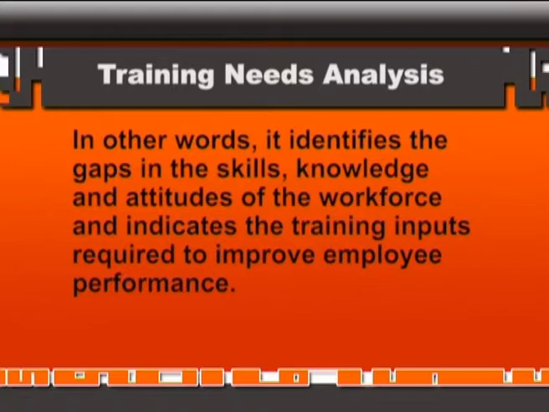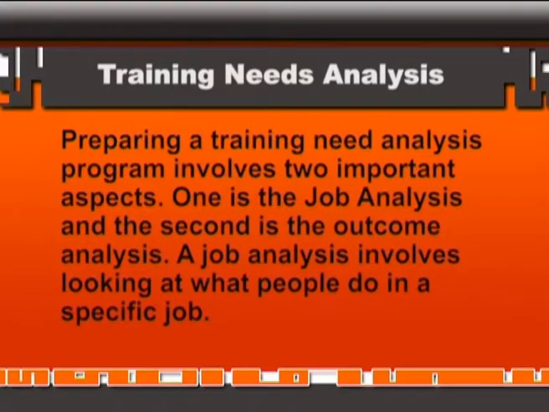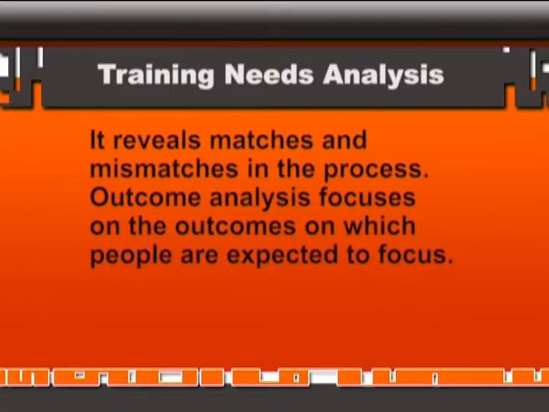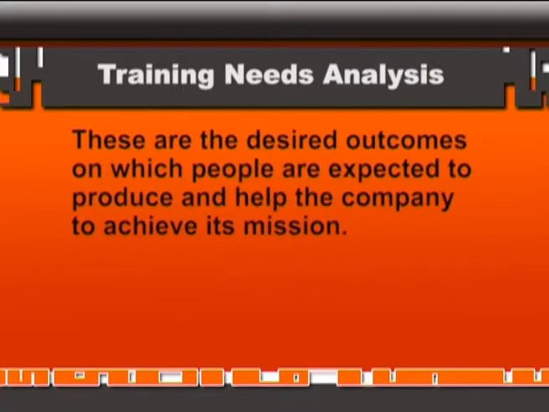to improve employee performance. Preparing a training needs analysis program involves two important aspects. One is the job analysis and the second is the outcome analysis. A job analysis involves looking at what people do in a specific job. It reveals matches and mismatches in the process. Outcome analysis focuses on the outcomes on which the people are expected to focus. These are the desired outcomes which people are expected to produce and help the company to achieve its mission.